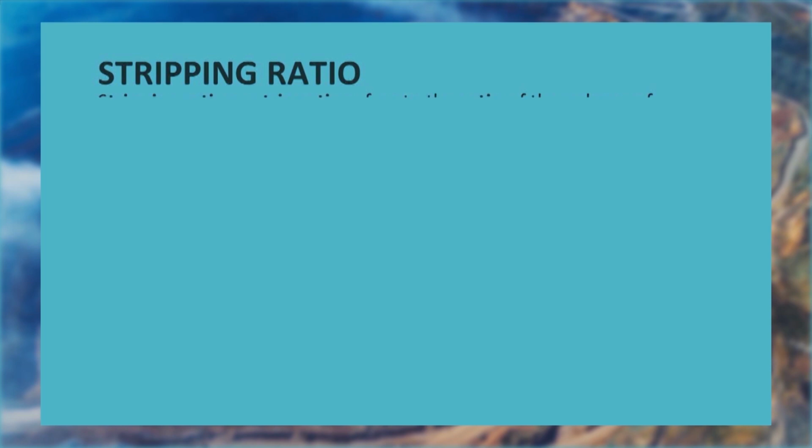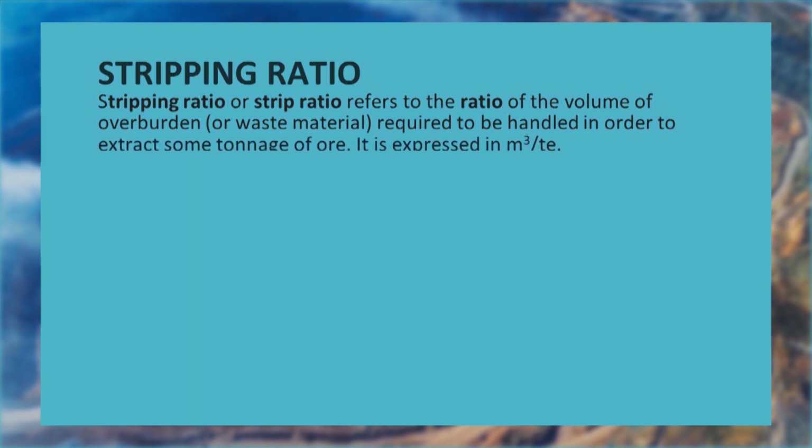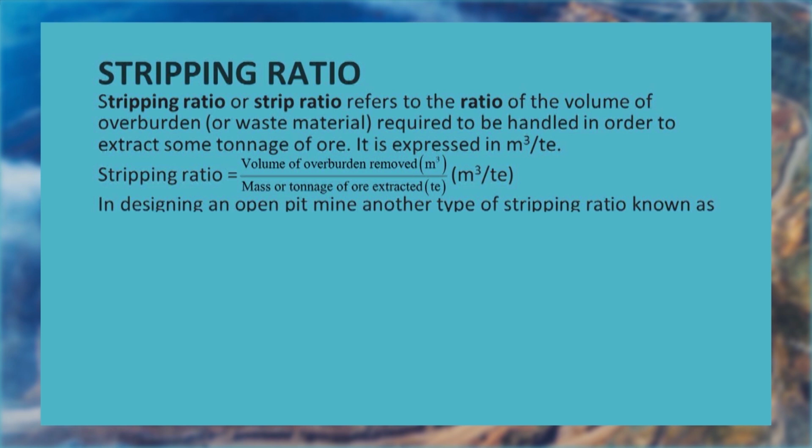Stripping ratio is a very important term in every surface mine. It refers to the ratio of volume of overburden or waste material required to be handled in order to extract some tonnage of ore. It is expressed in meter cube per ton. Stripping ratio is volume of overburden removed divided by mass or tonnage of ore extracted.